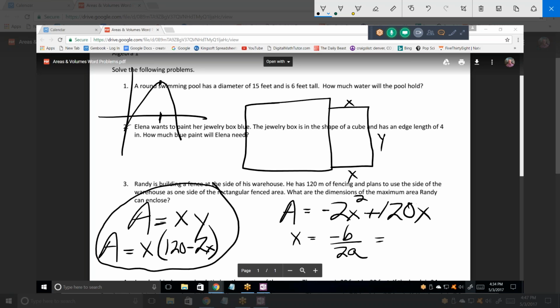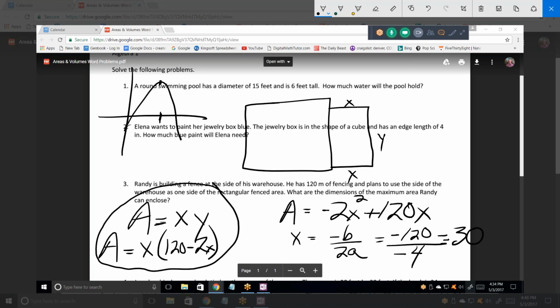Are we plugging in x and y for these? No. Here's what we're doing. We have a quadratic function here. My x-coordinate of the vertex of that quadratic is minus b over 2a, where b is the coefficient of the x term, and a is the coefficient of the x squared term. So minus b is minus 120, and 2a is minus 4, so I've solved it.